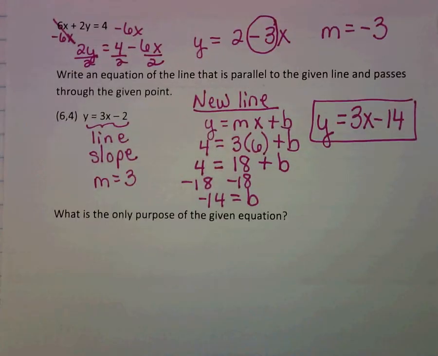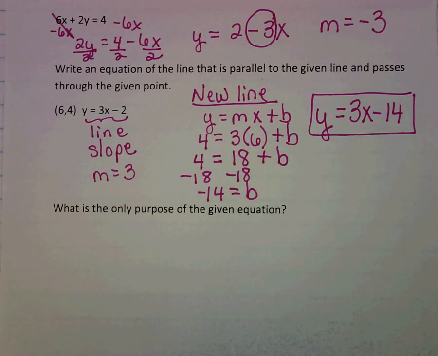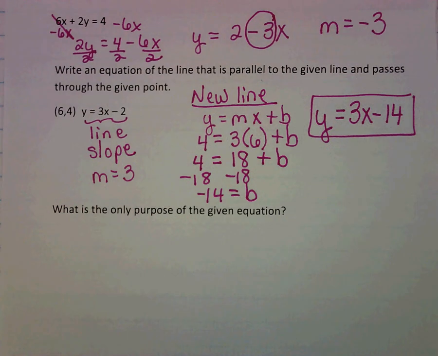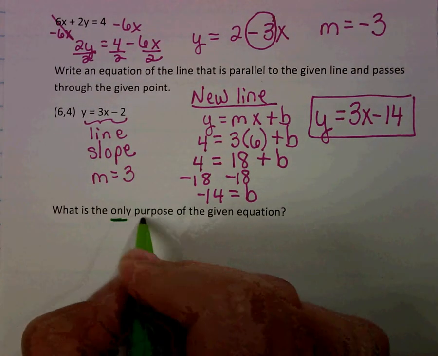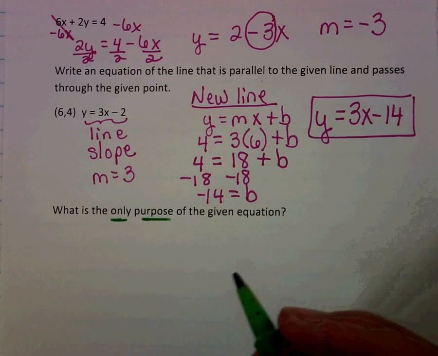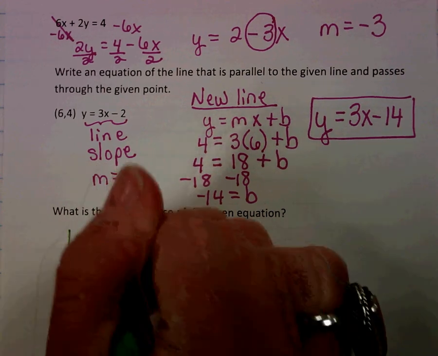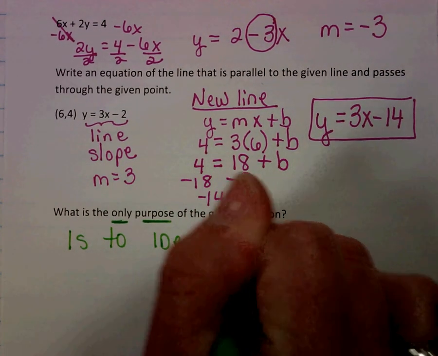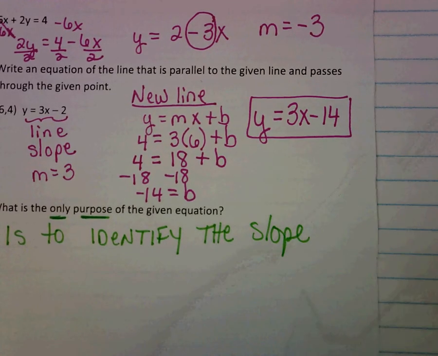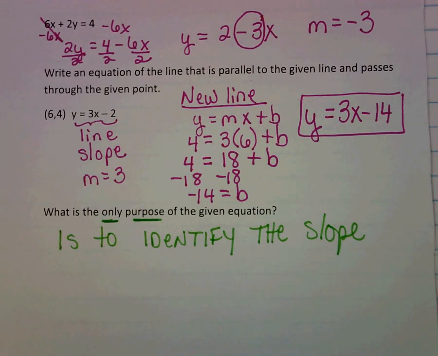So what I want you to think about, this is a very easy, very simple concept. But a lot of times we get mixed up with this equation and we do more with it than we need to. So what is the only purpose of the given equation? It only has one purpose, and what is that? The only purpose of the given equation is to identify the slope. That's it. That's the only thing we need it for. I already said that they're not going to have the same y-intercepts. The only thing we need it for is the slope. And once we have that, then we're done with it. We don't need it for anything else.